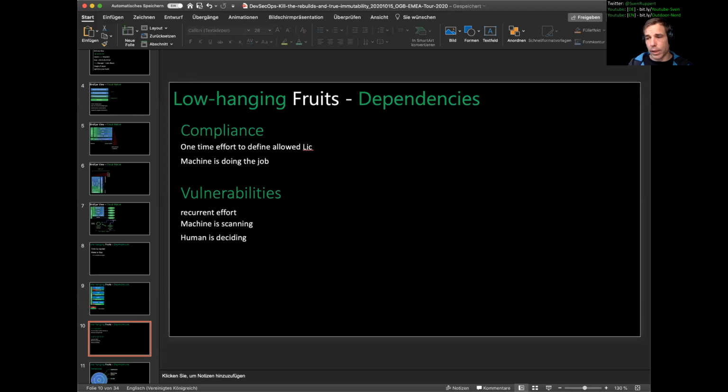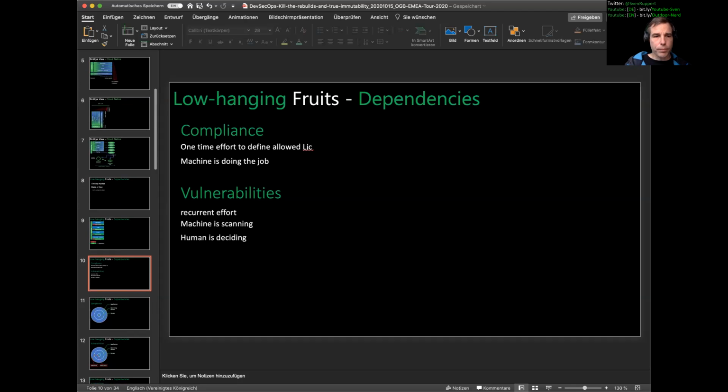But vulnerabilities, for example, are a recurrent effort. It must be done on an hourly, daily, or weekly basis, whatever, because this is something that is constantly in flow and it will influence all dependencies. And this means most parts of your application. The machine can check for known vulnerabilities, but the human has to decide what should be done at this point.